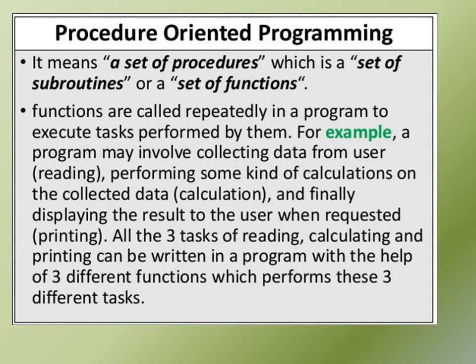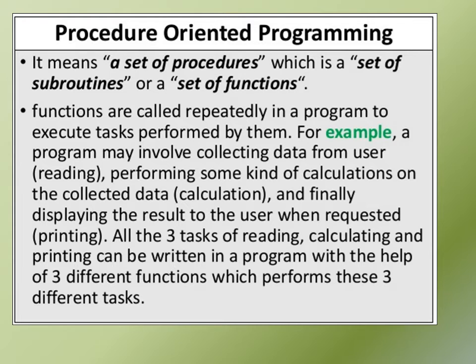Now we see the procedure oriented programming. High level languages such as COBOL, Fortran, C, etc. are known as procedure oriented programming. Procedure oriented programming basically consists of a group of instructions known as functions. There are multiple functions in the programs. Procedure oriented programming means a set of procedures, which is a set of subroutines or set of functions. So it consists of a set of functions or a group of functions. Functions are called repeatedly in a program to execute tasks performed by them.